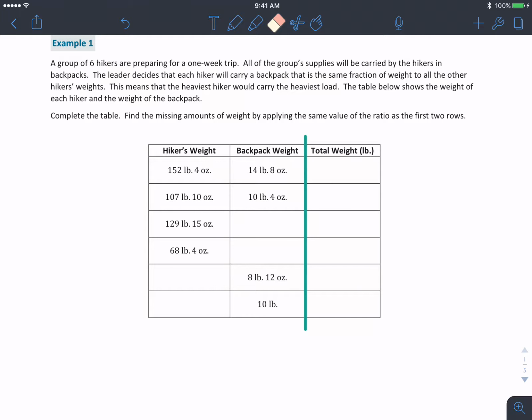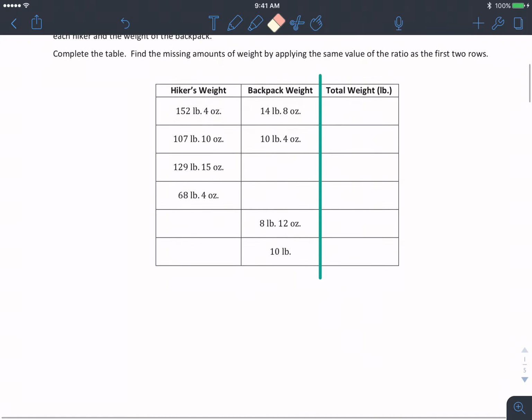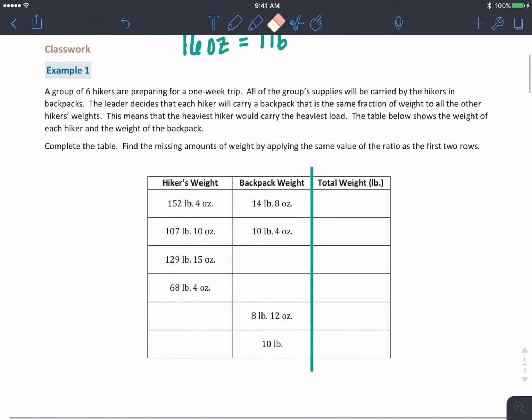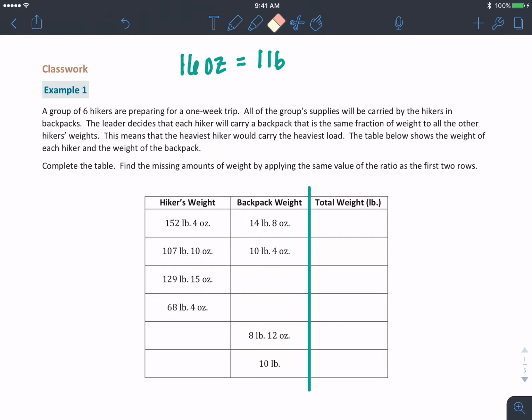Okay, so for this lesson, we're doing the same thing we've been doing all unit long, where we're finding a k value, and we are using it to find, if we have a bunch of x's, the y values. For this particular example, we're talking about weight, and remember that we're trying to incorporate fractions and decimals. So we're going to have a fraction of some sort.